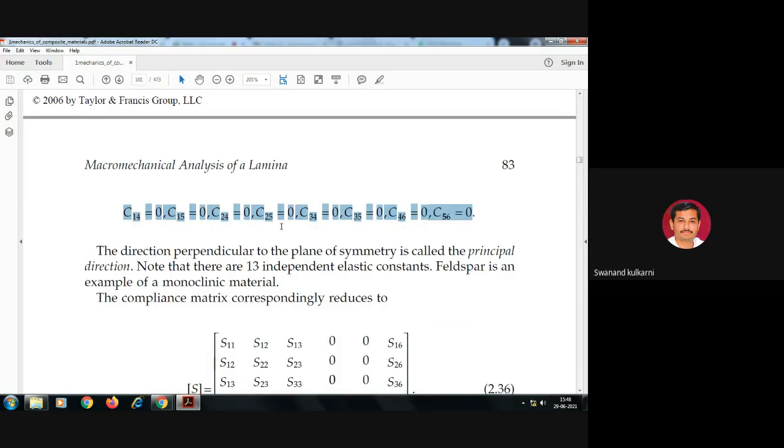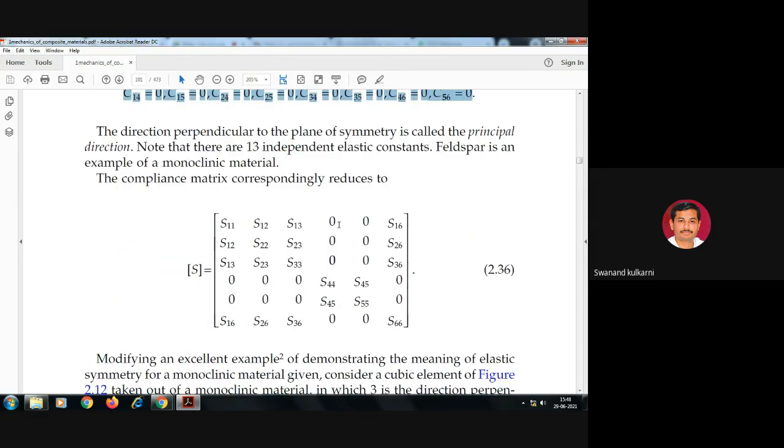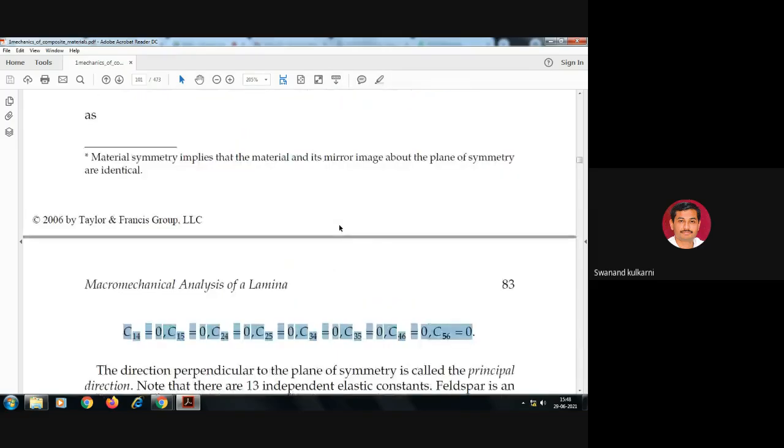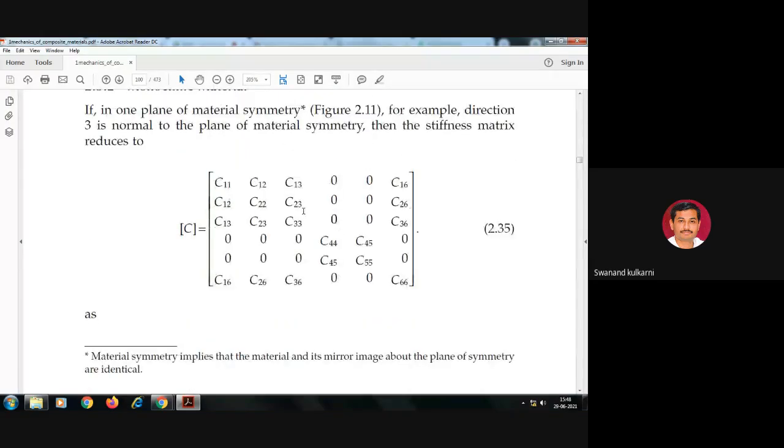The direction perpendicular to the plane of symmetry is called the principal direction. Note that there are 13 independent constants which are sufficient here. Now, though here we observe the parameters as 1, 2, 3, 4, 5, 6, 7, 8, 9, 10, 11, 12, 13, 14, 15, 16, 17, 18, 19, 20.